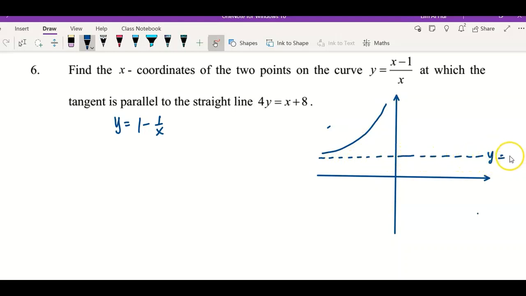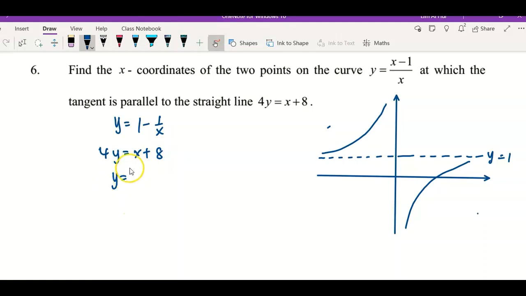This is your horizontal asymptote, y equals 1. And here you have this graph. This is your graph of y equals 1 minus 1 over x, and the straight line 4y equals x plus 8.